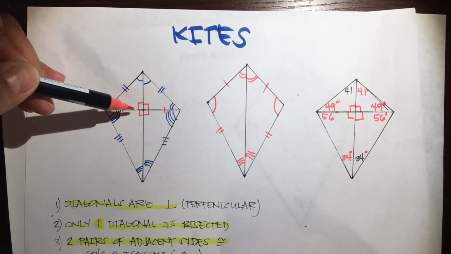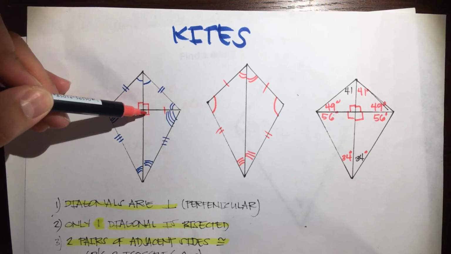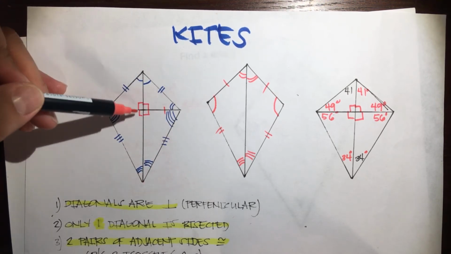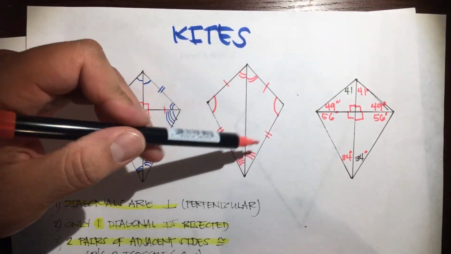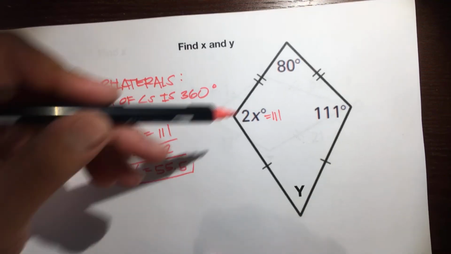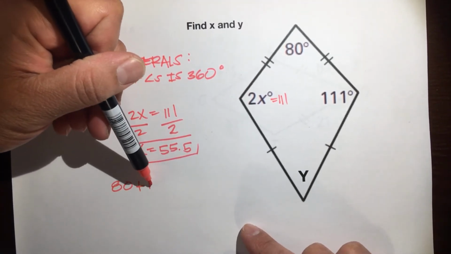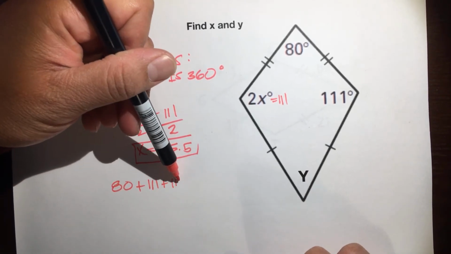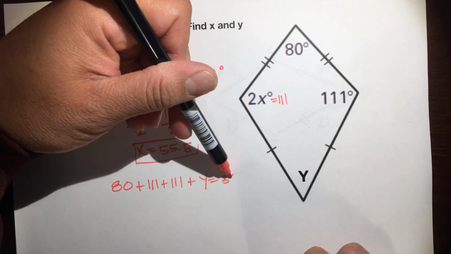I know you're looking here and you're like, but there's 4 triangles there. But these angles right here don't count towards these angles right here. So we don't need these angles right here. We just want these angles. And 2 triangles are enough to make up these angles. So 360. So all we're going to do is go 80 plus 111 plus 111 plus y adds up to 360 degrees.